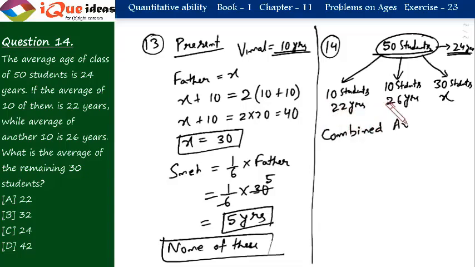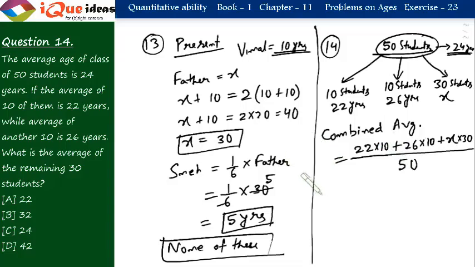That would be calculated as, for the first 10 students, the average is 22. So their sum would be 22 into 10. Plus the second group of 10 students, their sum would be 26 into 10. And the third group average is X into 30. Divide by total number of students, that is 50. Now the combined average is already given, 24. So 24 is equal to 22 into 10, that is 220, plus 26 into 10, that is 260, plus X into 30, that is 30x, divided by 50.